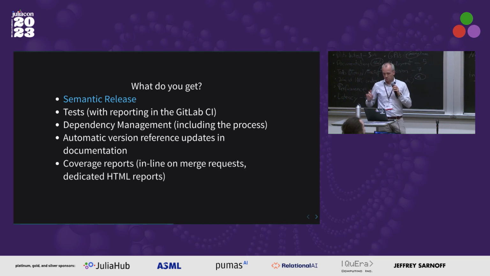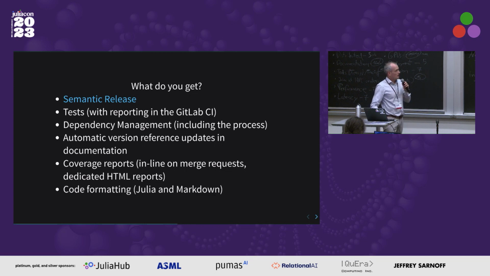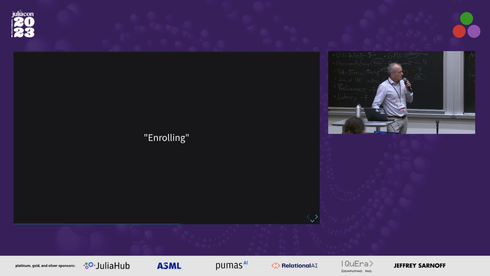Obviously, coverage reports, both inline on merge requests, so you get these nice little annotations in your change logs, as well as we generate dedicated HTML reports for when it's not merge requests. Code formatting, both Julia using JuliaFormatter and Markdown formatting, and basically anything we can find in your repo that we can format. So how do you get into this?